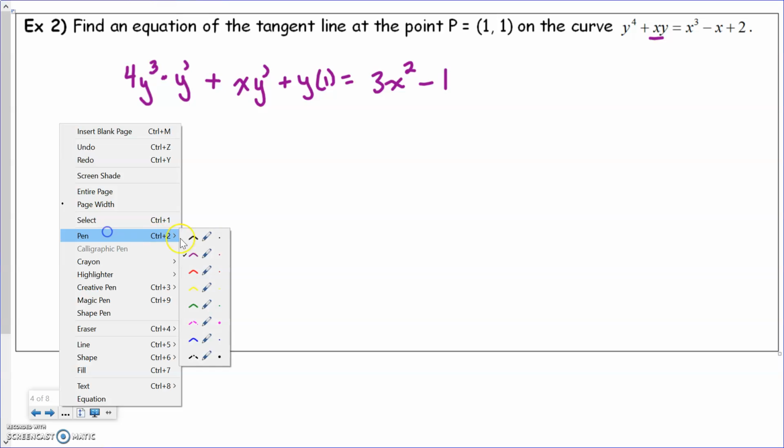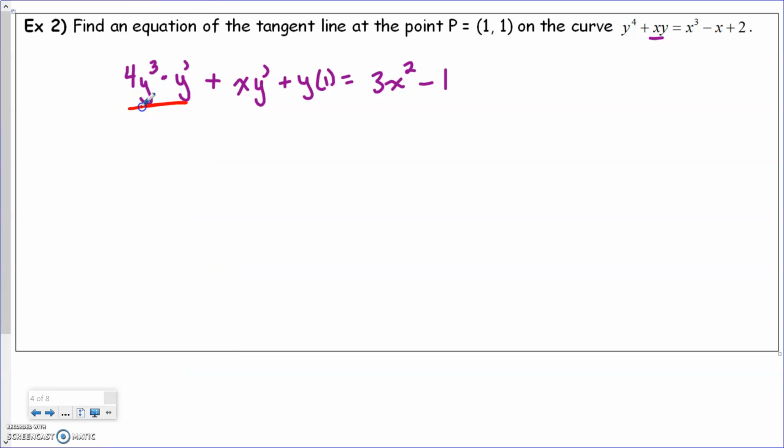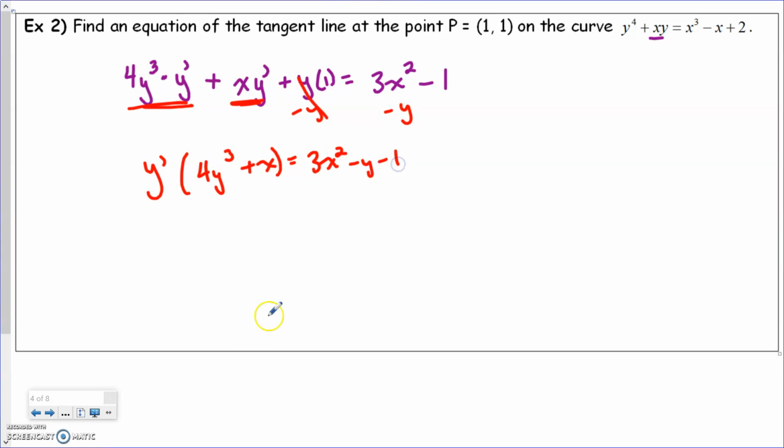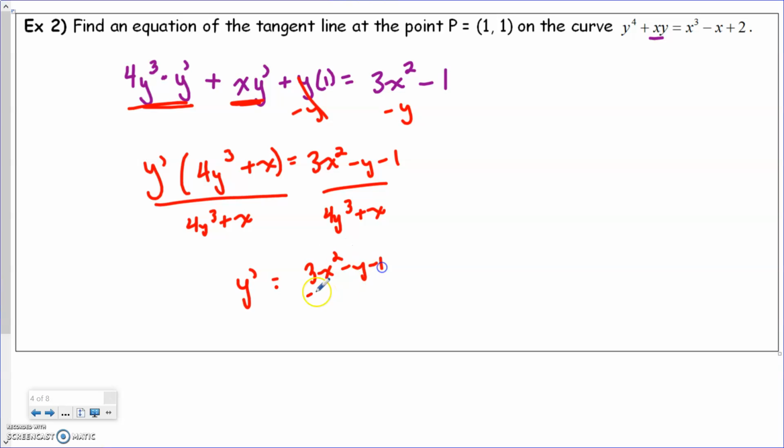But this is going to show up in the multiple choice part of the test, where I need to keep these two on one side and move everything to the other side so that I can factor that out. So I'm going to subtract y from both sides, and I'm going to factor out the y prime from the other two terms. So I have 4y to the third plus x, and then I moved this over, so I have 3x squared minus y minus 1. Now to figure out y prime, we're going to divide by that whole thing to get y prime alone. So that is actually our derivative, this fraction here: 3x squared minus y minus 1 over 4y to the third plus x.